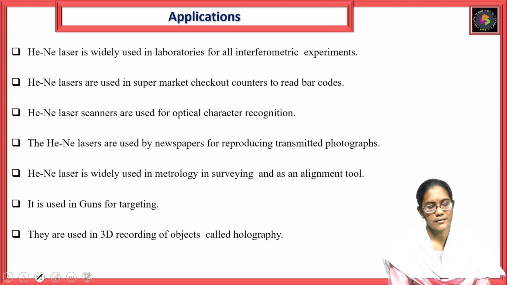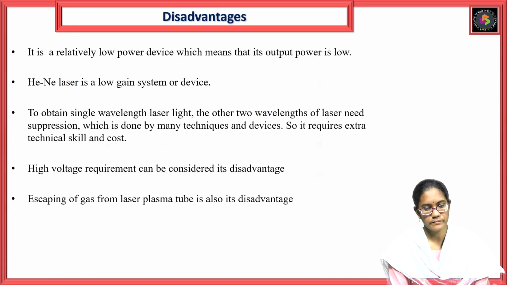Helium neon lasers are used by newspapers for reproducing transmitted photographs, and are also widely used in metrology, in surveying, and as an alignment tool. They are mostly used in defense applications, for example in guns to aim at the target. They are also used in holography to record 3D images.